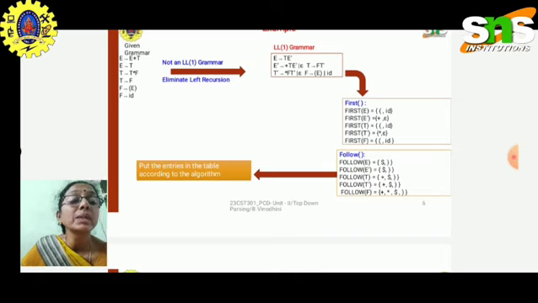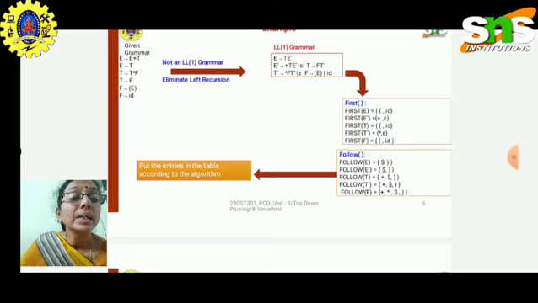Next we have to calculate the follow of E dash. Consider E tends to T E dash. Based upon the rule, E dash is at the right-side end, so the follow of E dash is equal to the follow of E. So that is also close parenthesis and dollar, which is the follow of E.